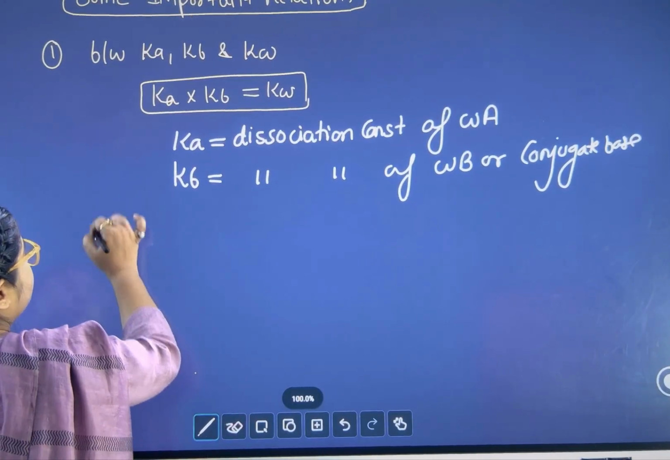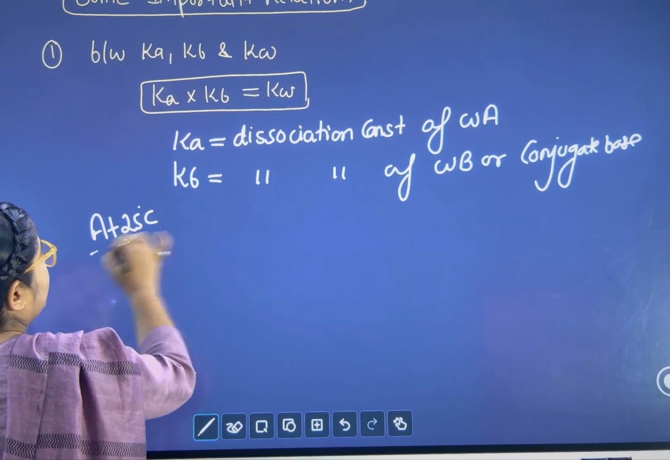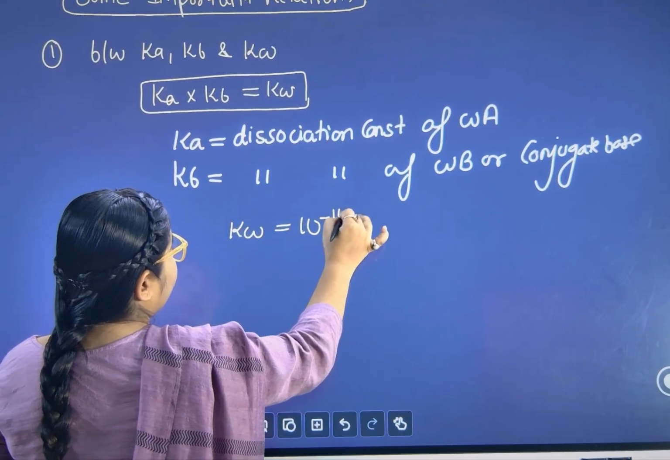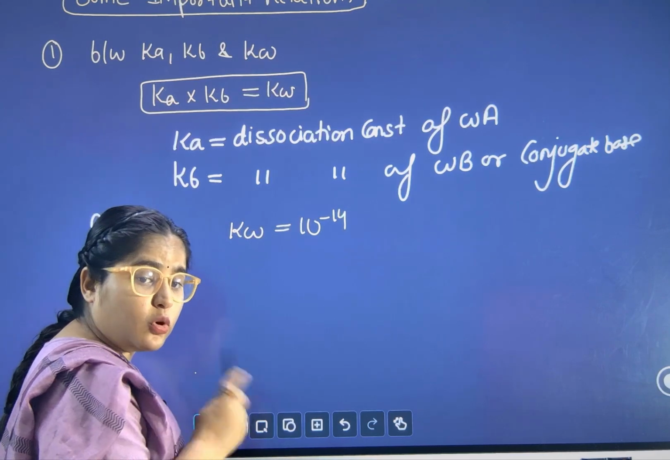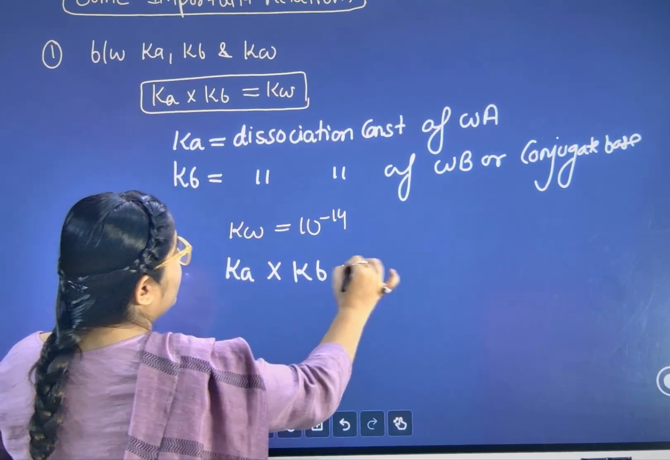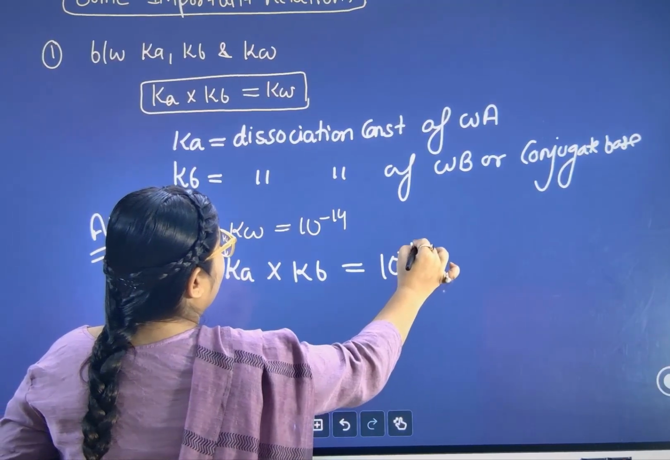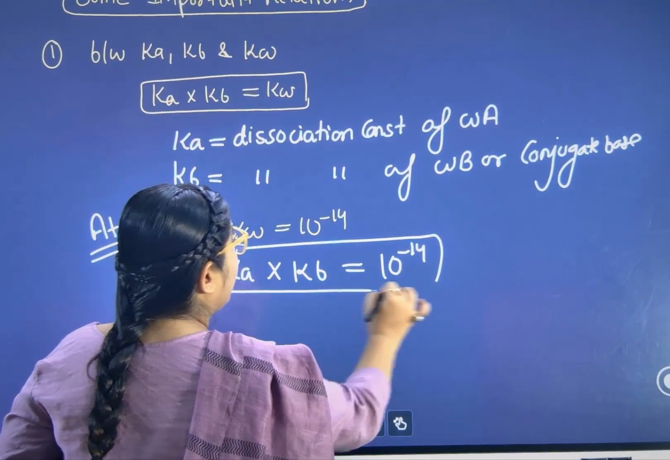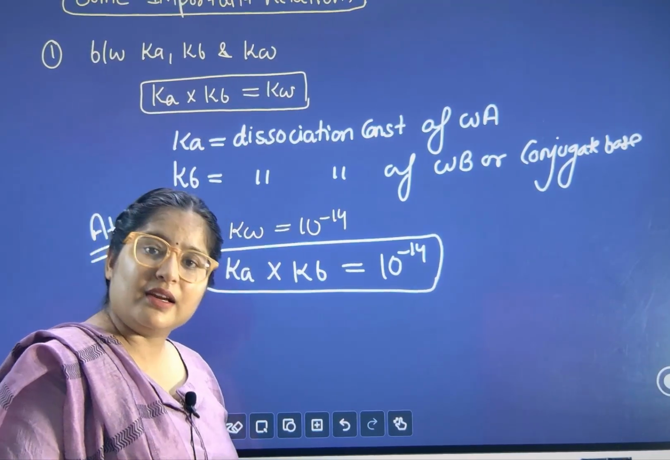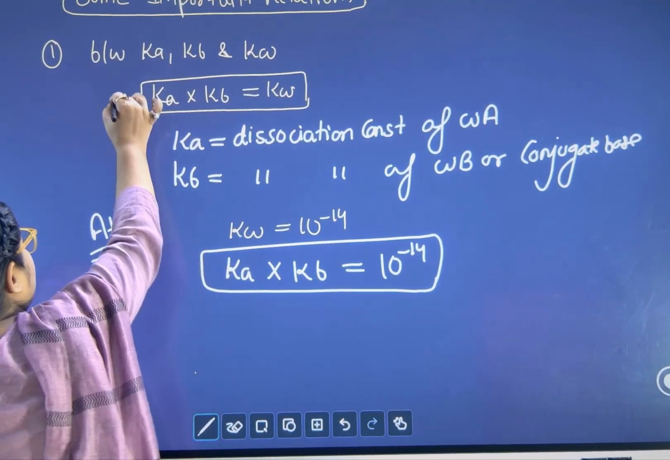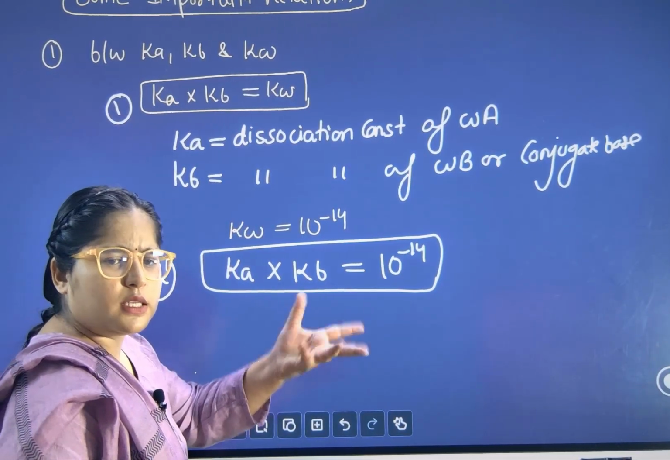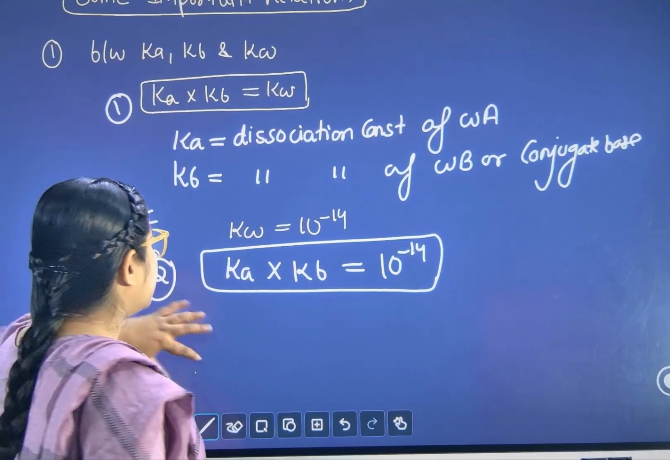Now you tell me, at 25 degrees centigrade, what is the value of Kw? I have taught you. Kw is equal to 10 to the power minus 14. So can I say one more relation from here, that Ka into Kb is equal to 10 to the power minus 14 at 25 degrees centigrade, because Ka into Kb is Kw, right? This is our first relation, this is our second relation. Clear? Now some small general things we have studied, I will just write down as a summary.